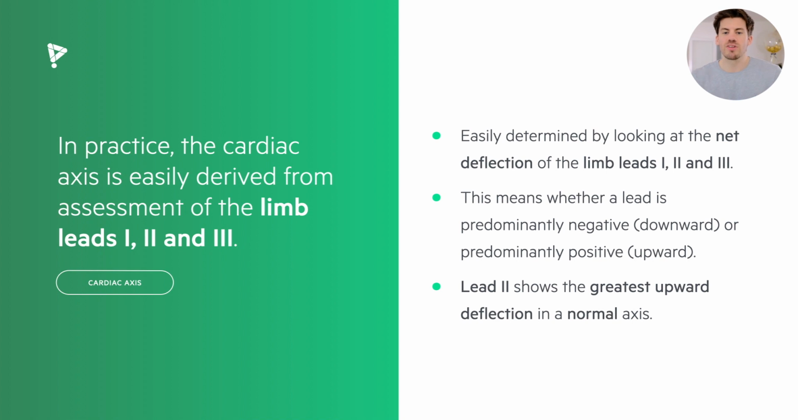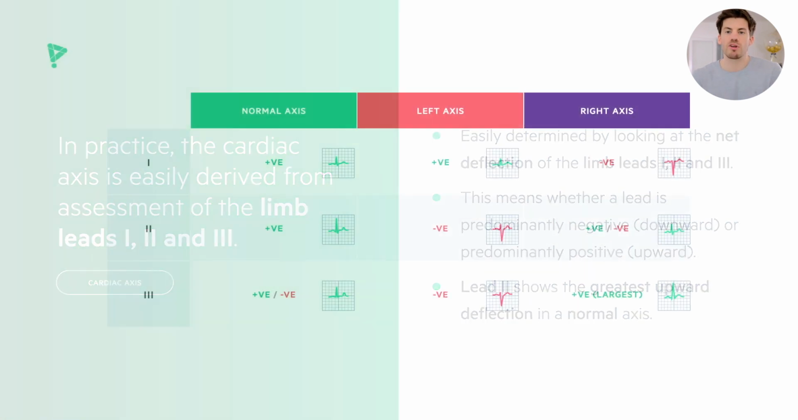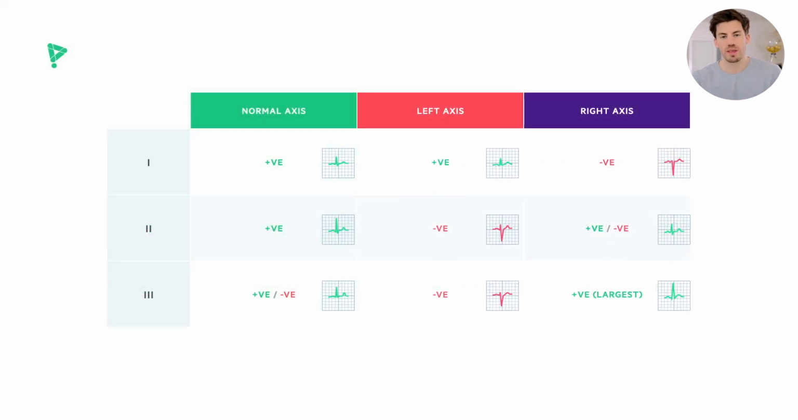axis. So under normal circumstances, lead 2 should show the greatest upward deflection because that's essentially where the wave of depolarization is heading towards. And this is the table that we can use to help us work it out. On the left-hand side, we've got our 3 leads, 1, 2, and 3. And then in each column, we've got what would happen in normal axis, left axis, and right axis. So in normal axis, if lead 1 is positive, 2 is positive, and lead 3 can be positive or negative, that is equal to normal axis.